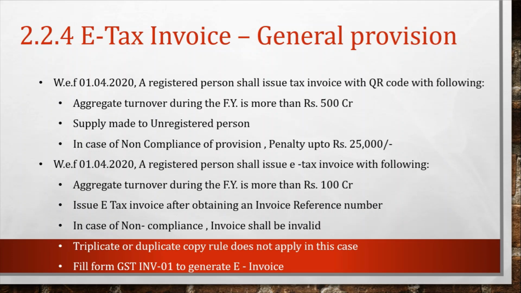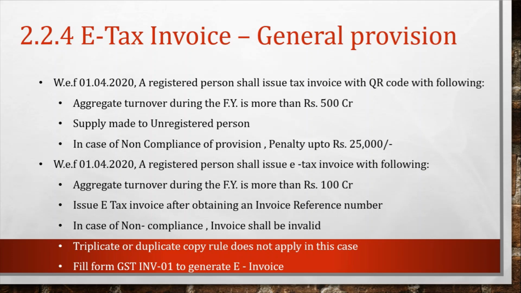2.2.4 Third part of general provisions. A few amendments have been made in the GST Act with effect from 1st April 2020. A registered person shall issue a tax invoice with a QR code, quick response code, if aggregate turnover during the financial year is more than 500 crore rupees, if supply is made to an unregistered person. If it does not follow such procedure, he is liable to a penalty up to 25,000 rupees.